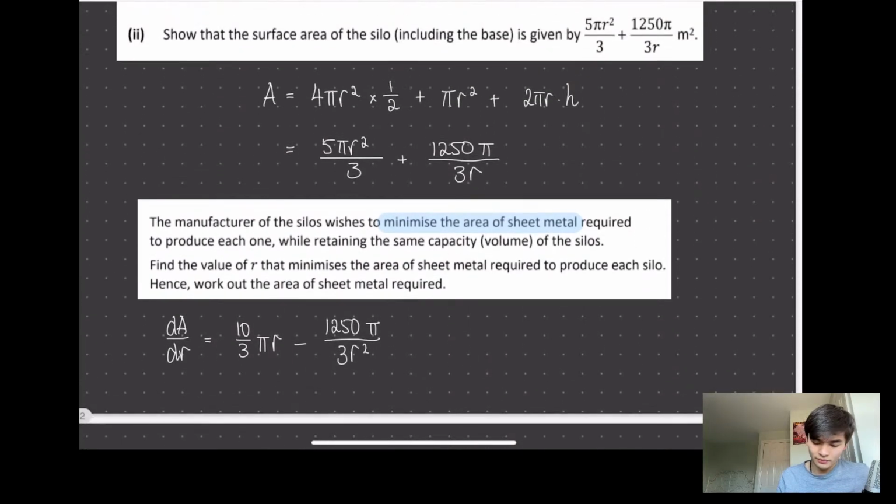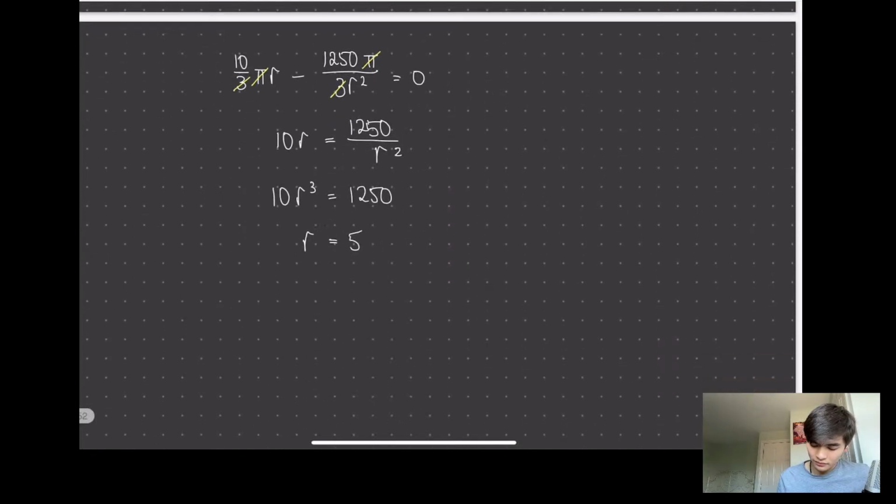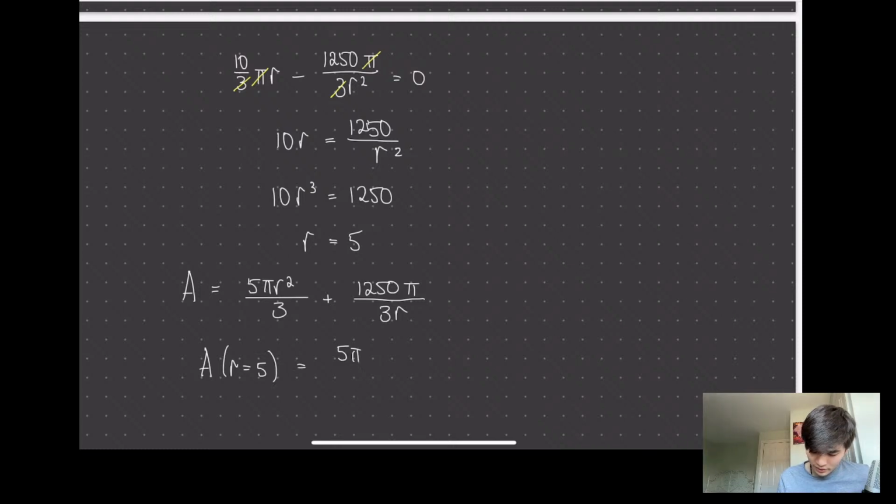So we go back to our equation for A. We pop this down. Then we want A evaluated at r equals 5. So that's 5 pi times 25 over 3. Something like that, which is 125 pi.